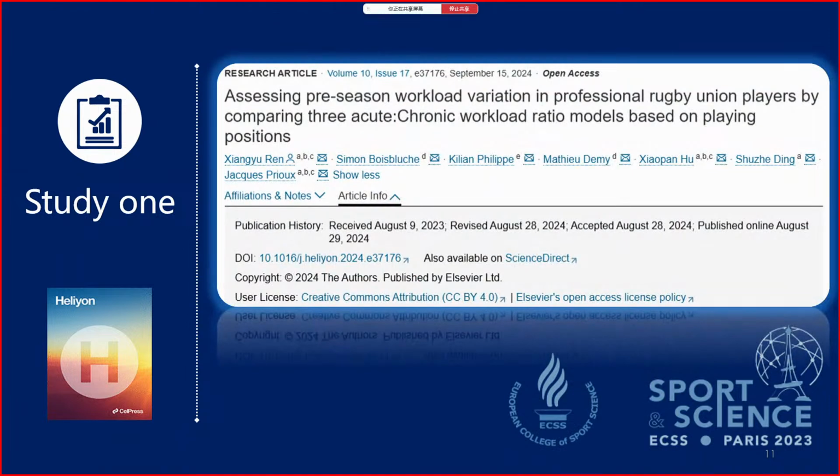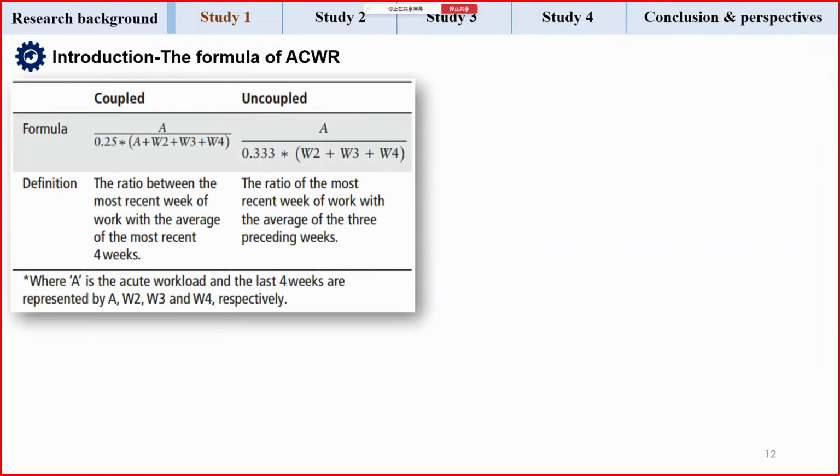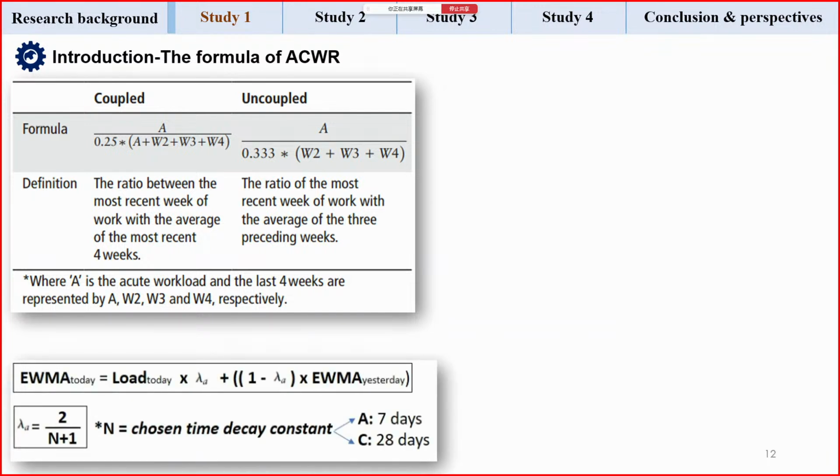The earliest research, Study 1, has been published in Heliyon. This study compares 3 different ACWR models. The coupled rolling average ACWR is the ratio of the most recent week's workload to the average workload of the most recent 4 weeks. The uncoupled rolling average ACWR is the ratio of the most recent week's workload to the average workload of the 3 preceding weeks. The exponentially weighted moving average, or EWMA, calculates workload using exponentially decaying weights.